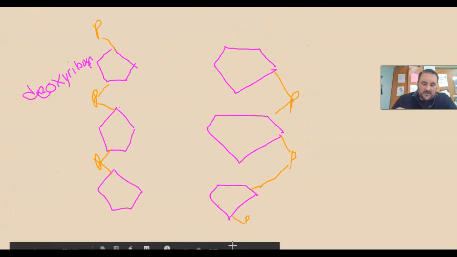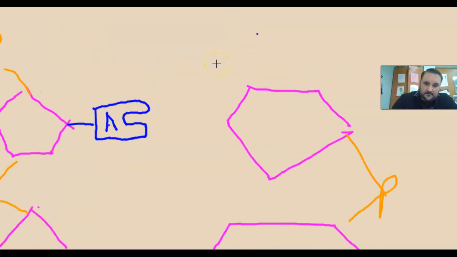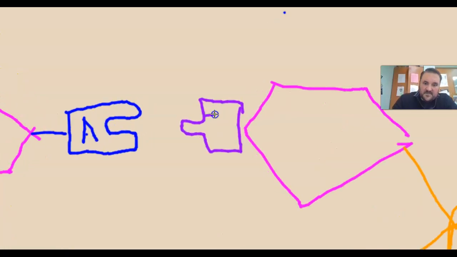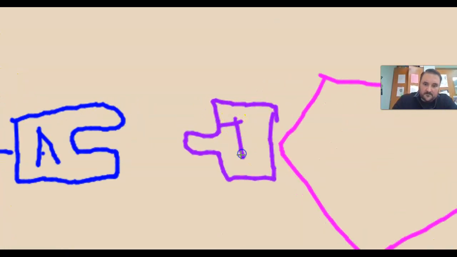So there's my backbone, and bear with me because I'm not a super great artist, but inside here, there will be a piece. Each piece is made to fit together with just the exact partner. If this is an A, then over here, that's a T, because A is meant to fit to T.